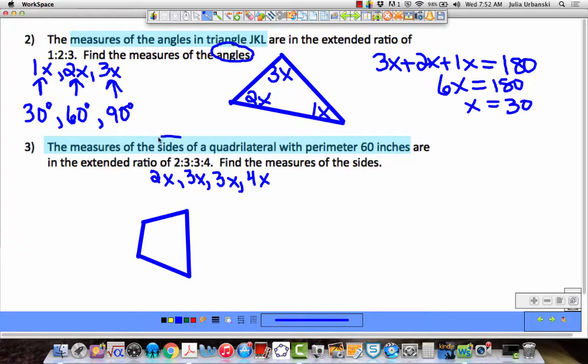And they are talking about the measures of the sides. So I'm going to make one of these sides 2x. This side, I'm going to make it 3x. This side, I'm going to make it 3x. And this side, I'm going to make it 4x. So I can just add those up to 360, right?